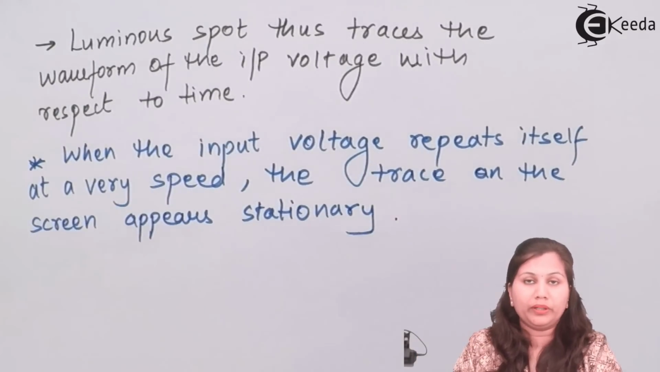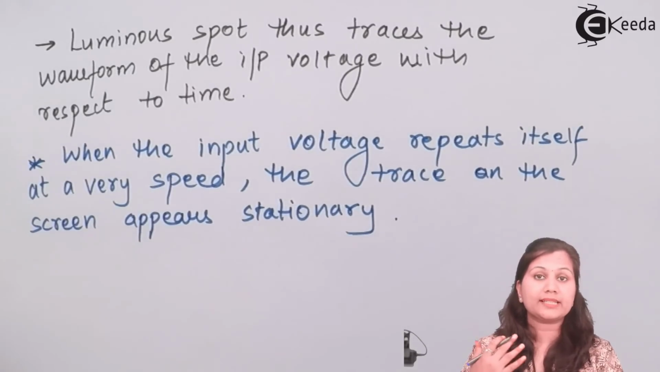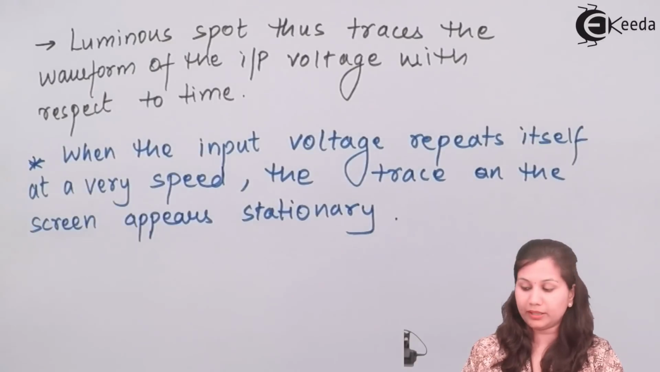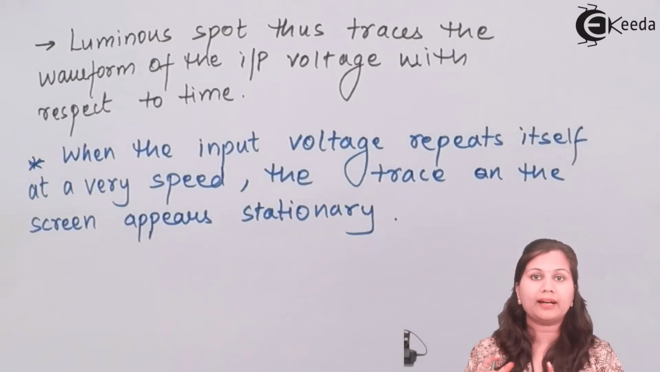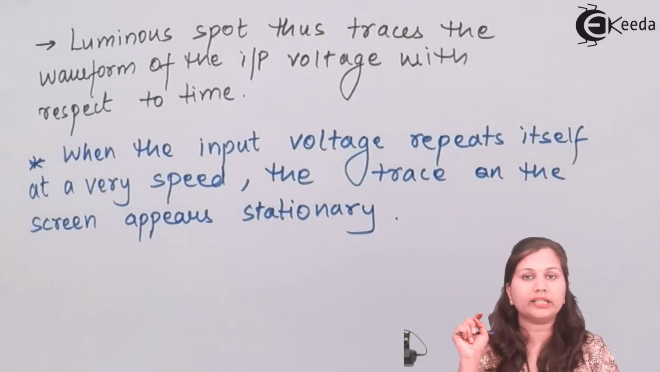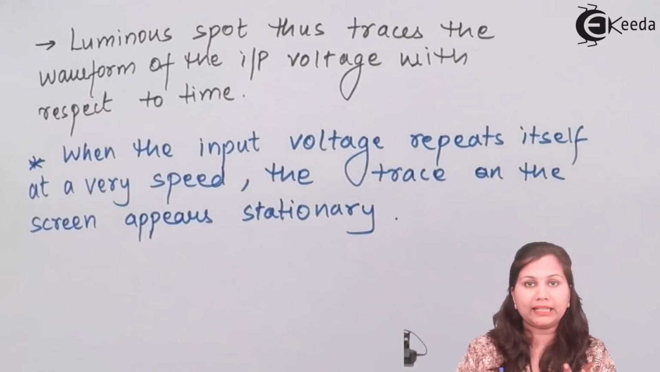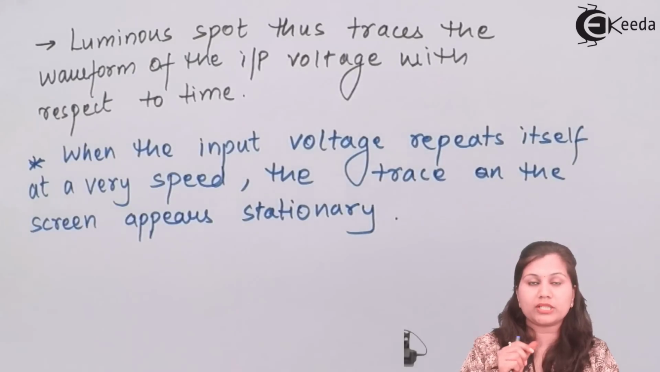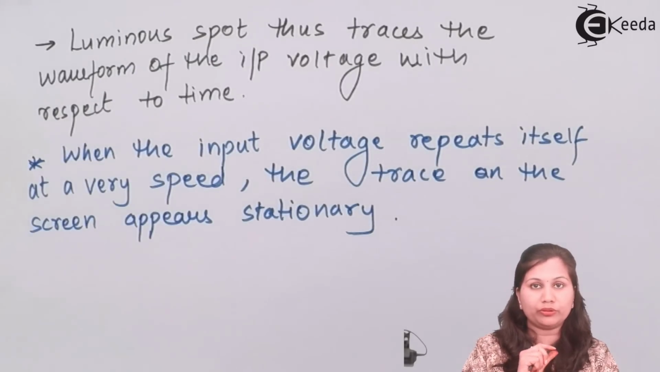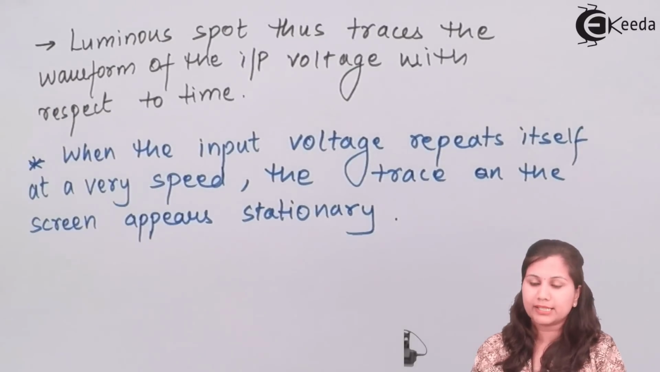Now when the input voltage is changing very rapidly, or it is repeating itself at a very high speed, the trace or the luminous spot is going to appear as stationary on the screen. So we will see no changes in the input signal, because the input signal is repeating itself at such a high speed that minute changes will not be caused in the luminous spot. It is not going to track that, and we will see the luminous spot to be stationary on the screen.